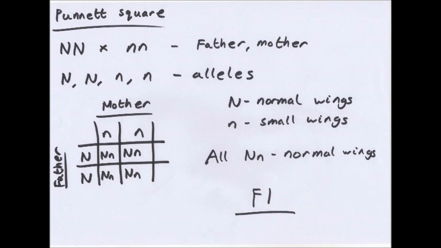Now, let's explain this one a little bit further. Generally what you'll get is two homozygotes reproducing. In this case, the father is homozygote dominant, the mother homozygote recessive. Now, the dominant gene, the big N, is normal wings. Little n is small wings, so it's got much shorter wings. And then in the F1 generation, all of them will be big N, little n. They'll all have normal wings because the dominant gene masks the recessive.